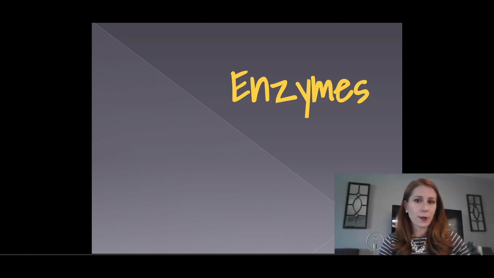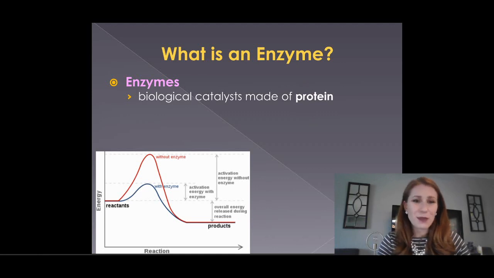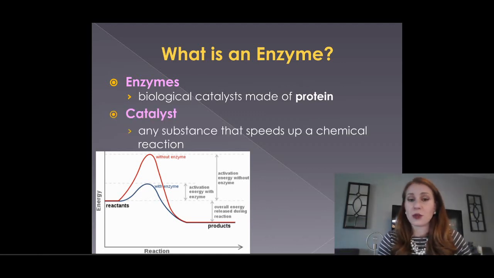All right, let's talk about enzymes. So first off, we have to figure out what an enzyme is. I've mentioned before in previous videos that an enzyme is a type of protein. They're essentially biological catalysts, and they're made of protein. A catalyst is any sort of substance that's going to speed up a chemical reaction. So anything that makes a reaction either faster or easier or both is a catalyst. And enzymes are just a specific type of catalyst.